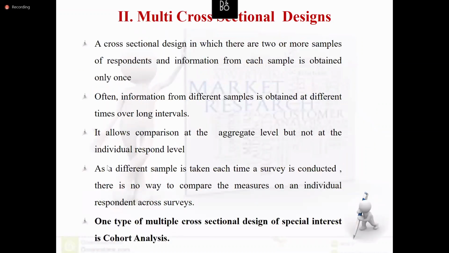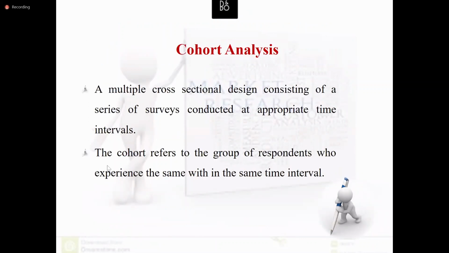So that is that. The multiple cross-sectional, right, where two or more samples of respondents can be identified, but from each of the samples, the data is collected only once. But multiple cross-sectional, of course, we are having more than one sample. So that is the difference between the single cross-sectional as well as the multiple cross-sectional, right?